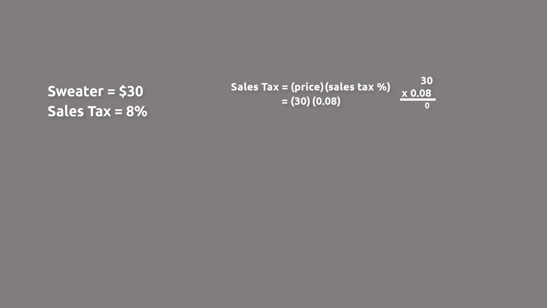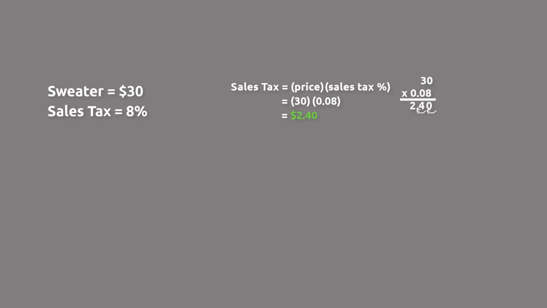0 times 8 is 0. 3 times 8 is 24. And then essentially, we're looking at two decimal places. We could go ahead and multiply by the 0, but it's not necessary. We just need to recognize that it's two decimal places. So we move the decimal place over two places, and that means that the sales tax equals $2.40. So there's the first part of our answer.